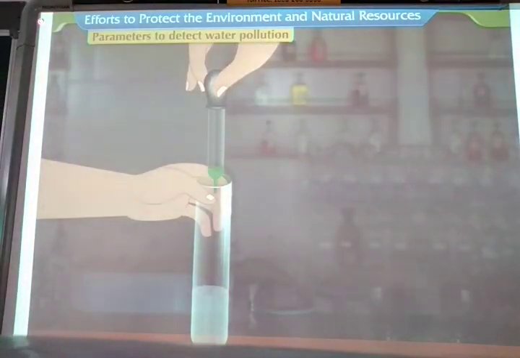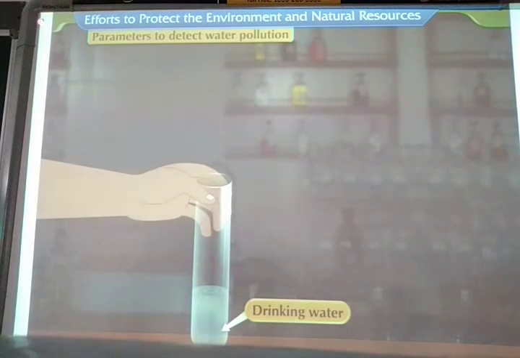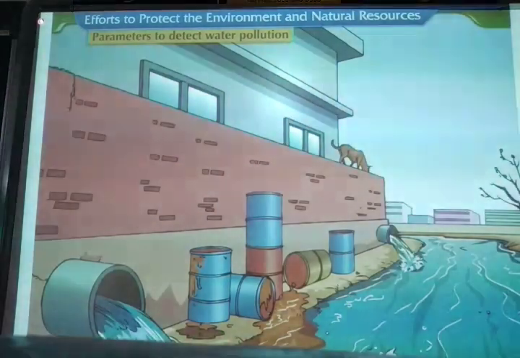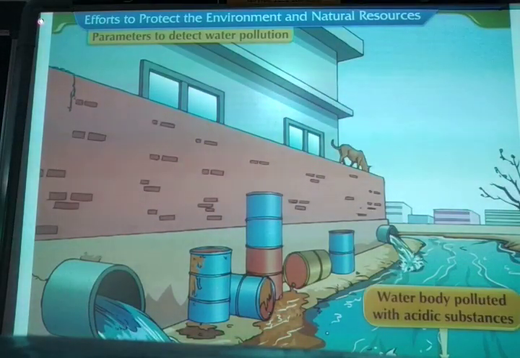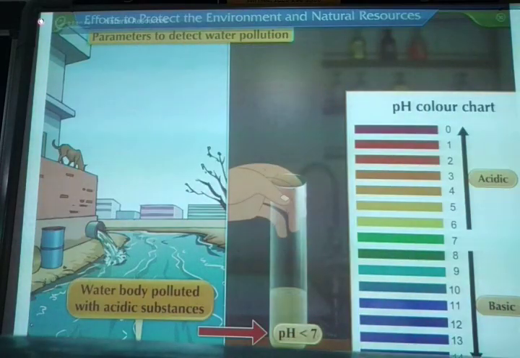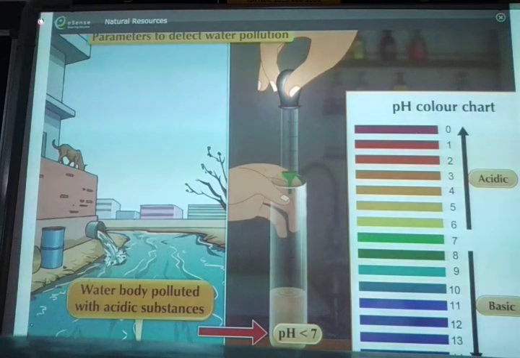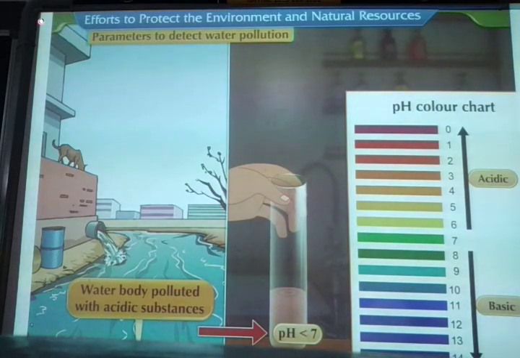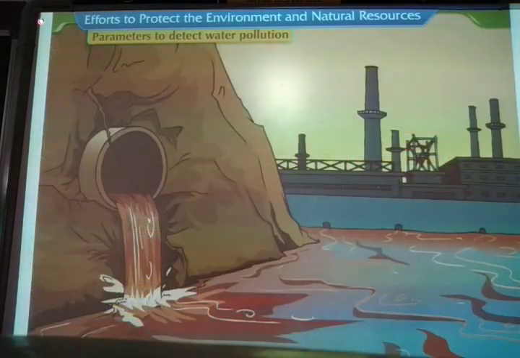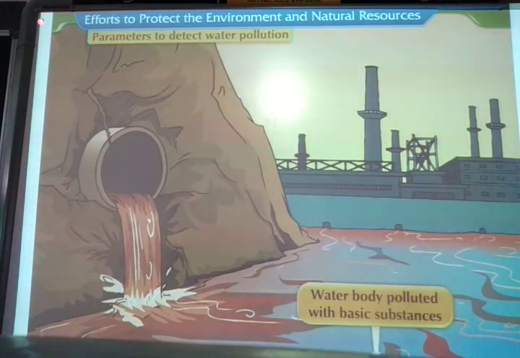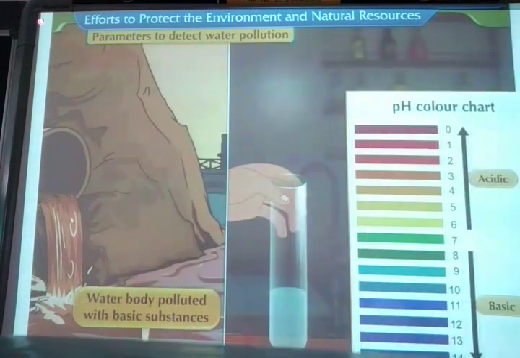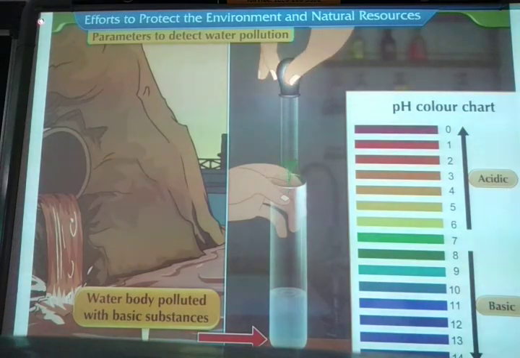On adding universal indicator, drinking water, which is neutral, will turn green in color, indicating a pH 7. If the water in the water body is polluted with acidic substances, it will have pH value less than 7 and show color gradation from yellow to red depending on the acidity. Similarly, if the water is polluted with basic substances, it will have pH more than 7 and turns blue on adding indicator.